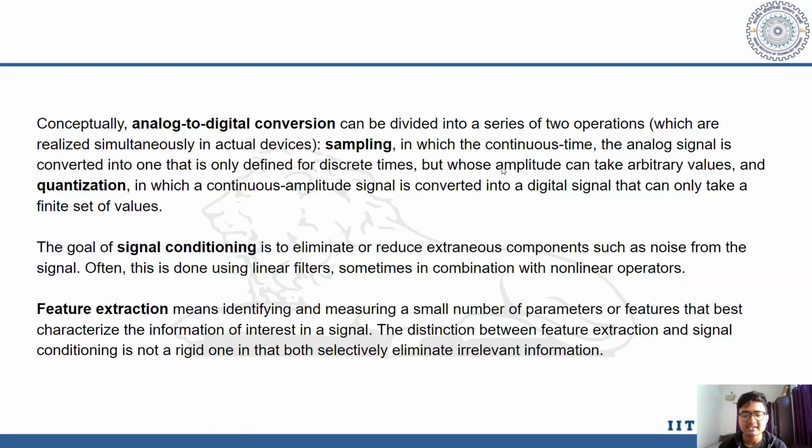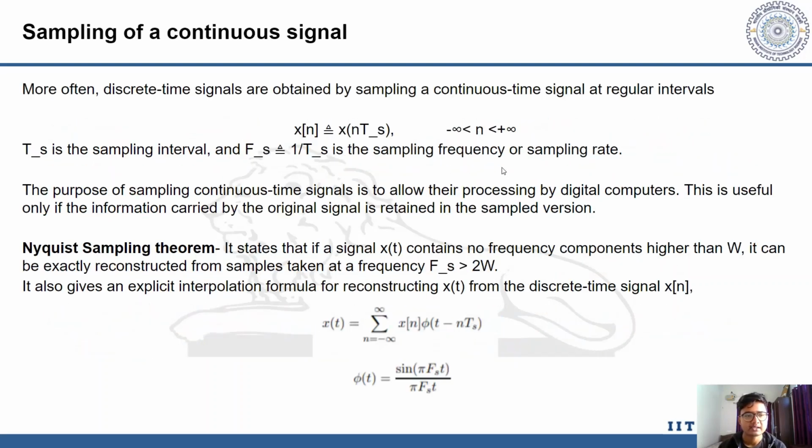The distinction between feature extraction and signal conditioning is not a rigid one, because in both we selectively eliminate irrelevant information. Then comes the part on analog to digital conversion, a very important concept in biomedical signal processing, or any type of signal processing, which is the sampling of a continuous signal.